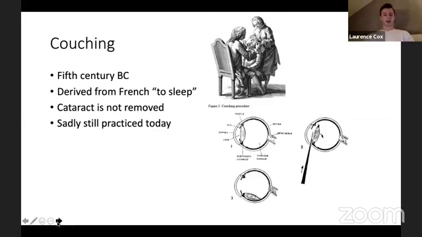The main problems here are a lack of aseptic technique, huge numbers of cases of endophthalmitis, and a lot of patients being left with very, very poor vision or no vision at all.